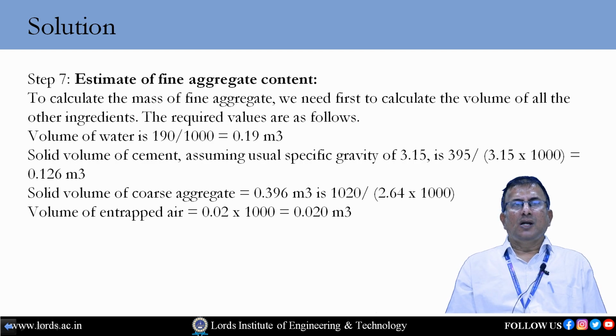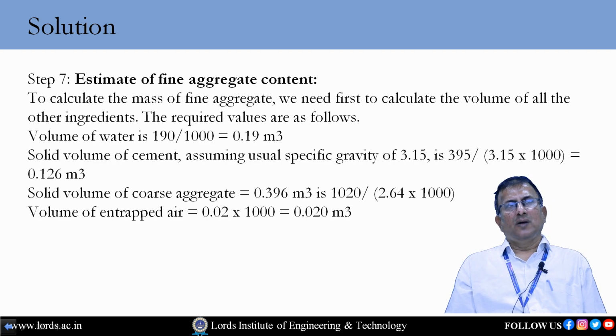Now come to volume of the cement. The specific gravity of the cement that we have taken is 3.15. So the volume of the cement equals the amount of cement, 395 kg per meter cubed, divided by 3.15 into 1000. That value will become 0.126 meter cubed. In the same way, the volume of the coarse aggregate is 0.396 meter cubed. The calculation was shown there. And also the volume of the entrapped air. Entrapped air they have mentioned is 2%. The volume of the entrapped air comes to about 0.020 meter cubed.